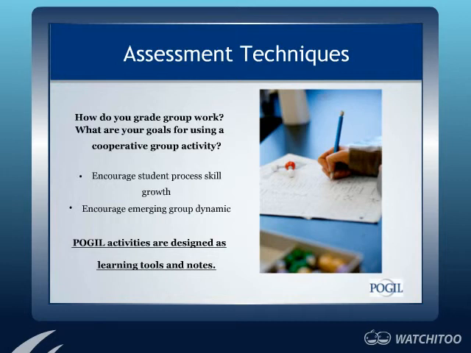What are your goals for using a cooperative activity? Again, like you said, encouraging student process skill growth and encouraging emerging group dynamic. POGIL activities are designed as learning tools and notes. And I tell the kids to save my notes when they go off to college. Many students, even college prep students, come back and tell me how their notes made them the chem god, and they are teaching other students.